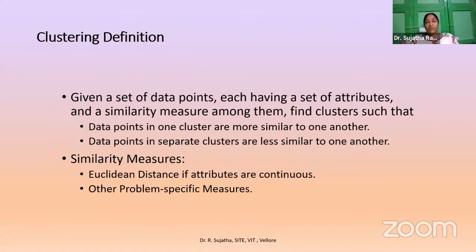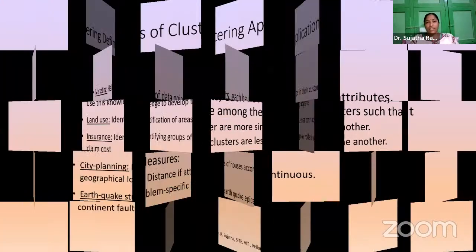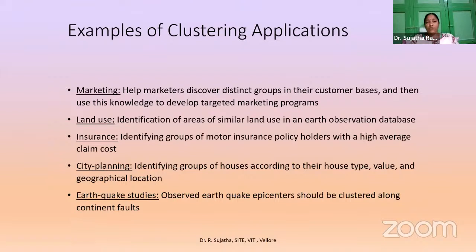Given a set of data points, each having a set of attributes and similarity measures among them, find the clusters such that the data points in one cluster are more similar to one another, and data points in separate clusters are less similar to one another. This is used to make decisions in marketing, such as which particular area will be suitable for a particular product. Similarly it's used in land use, insurance, city planning and earthquake studies.